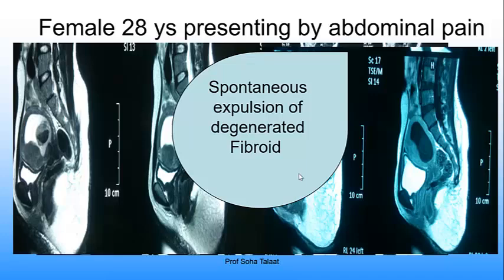This is marked degeneration of a submucous fibroid causing her abdominal pain, and so sometimes the degenerated fibroids give a very strange appearance. So when you find that, you must put it in your differential diagnosis, especially in this age group, after excluding the pregnancy-related conditions.